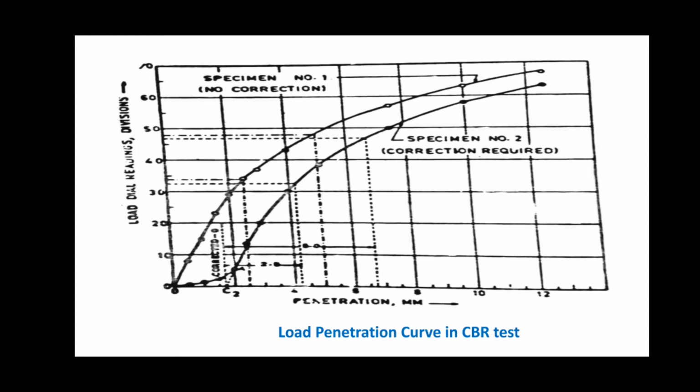However, if the CBR value obtained from the test at 5 mm penetration is higher than that at 2.5 mm, then the test is to be repeated for checking. If the check test again gives similar results, then the higher value obtained at 5 mm penetration is reported as the CBR value.